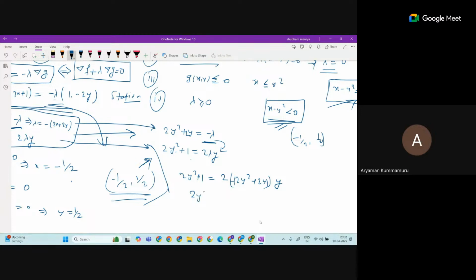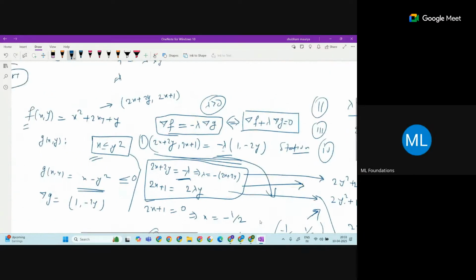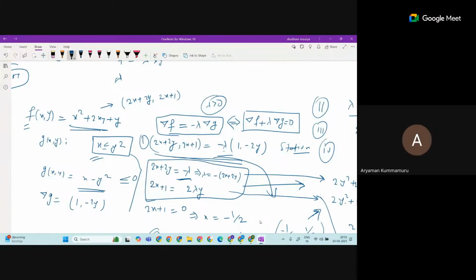Yes, this is 2y square plus 1. Sir, sorry to disturb, but could you just show f of x, y once? I just wanted to note it down and try it myself. Yeah, this is f of x, y equals x square plus 2xy plus y. Okay, sir. Thank you.